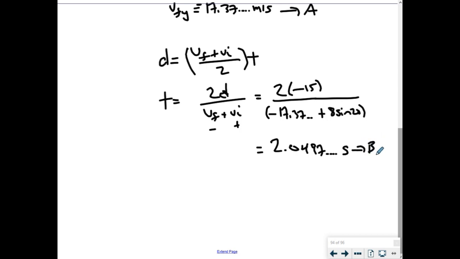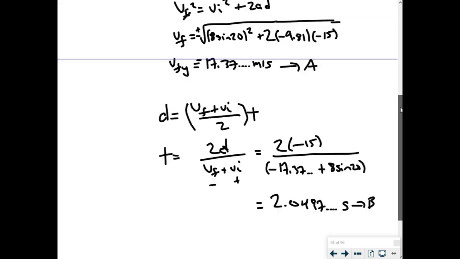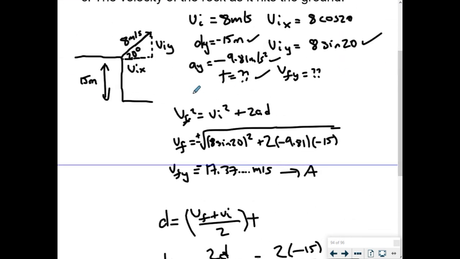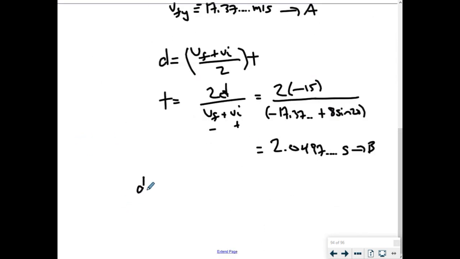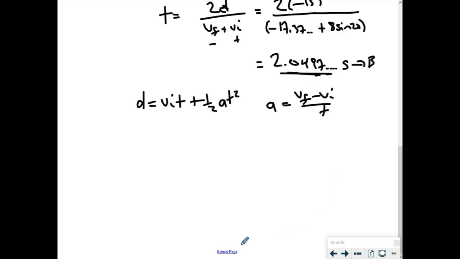Now, in theory, you know how we could have used the quadratic formula? Let me rewrite it out again off to the side here. We could have used d equals vit plus 1/2 at squared and used the quadratic formula to solve, but I bet if we did it properly, we should get the same time value here. Now, I can check this one more way. Let's say I didn't use that formula. I could have even used the formula a equals vf minus vi over t, and solved for time that way. I'm just going to check my work.